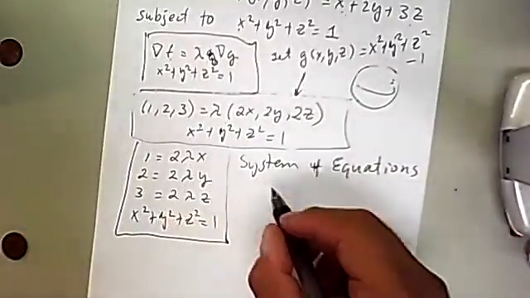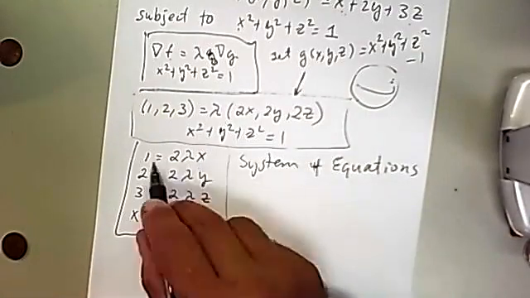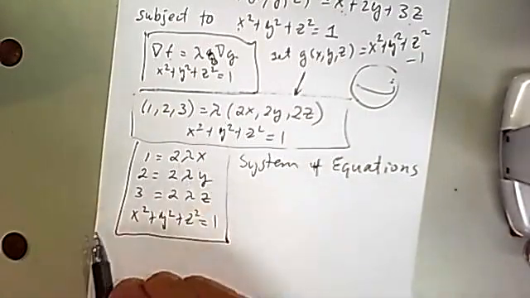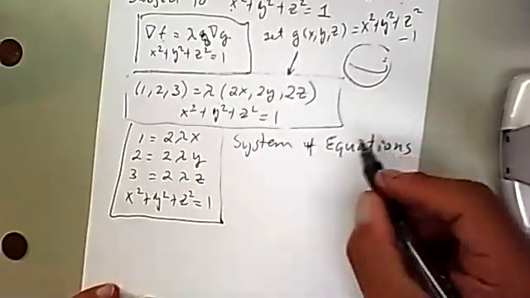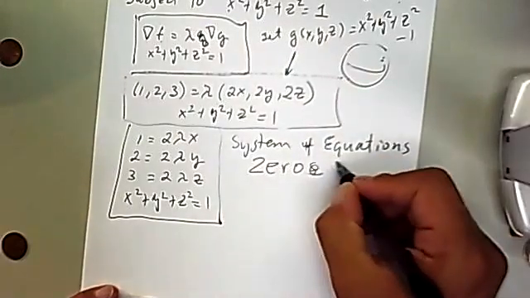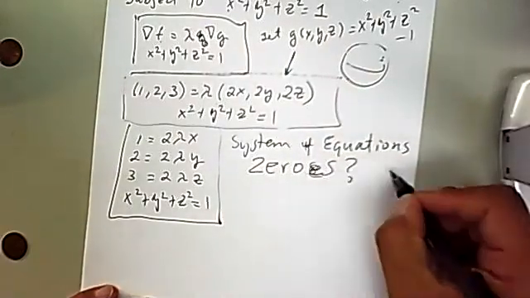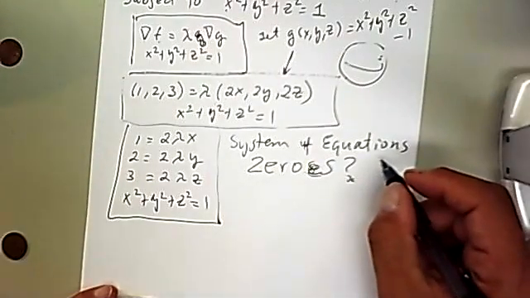So lambda, rather x, is 1 over, oh, wait a minute. I almost forgot my rule. How about the zeros? What about the zeros? Can x be 0?